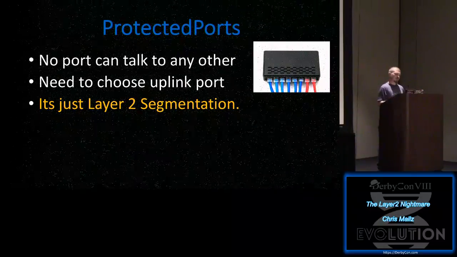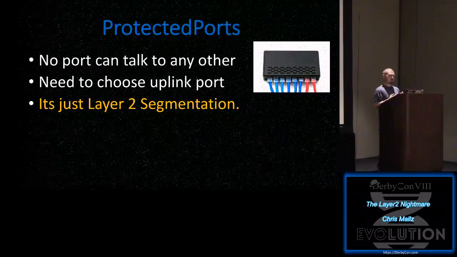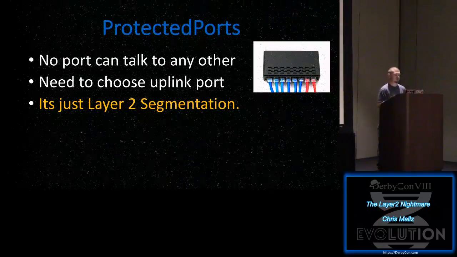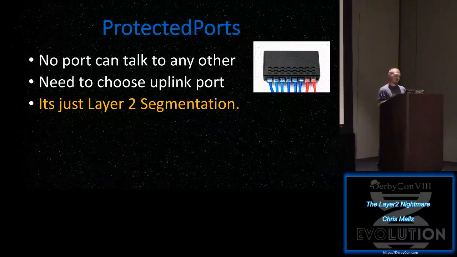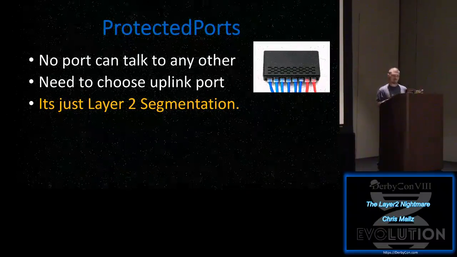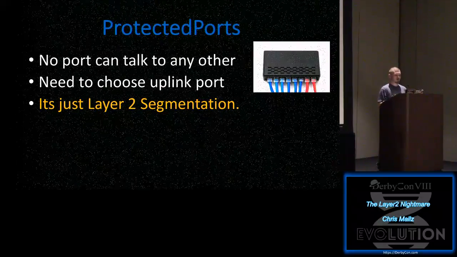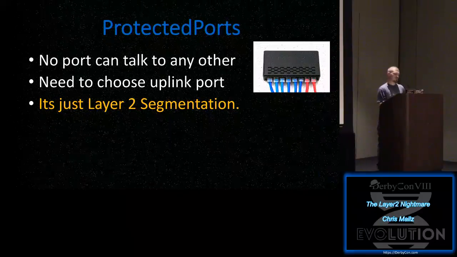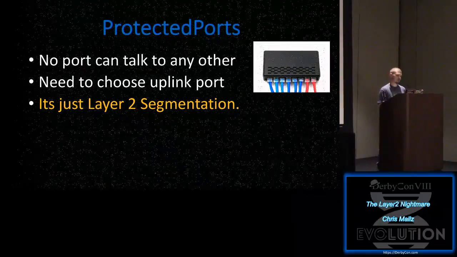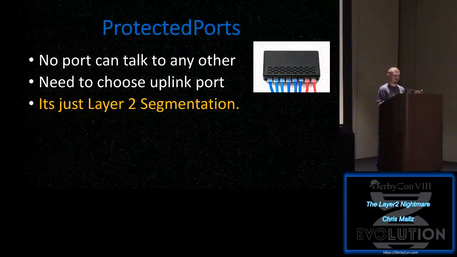So protected ports. Maybe some of you have heard of them, maybe some of you not. But basically, all it is is layer 2 segmentation. If you have two clients on a protected port switch, they cannot see each other at all, whatsoever. But you also need to choose an uplink port, because you need to be able to talk to the internet. So you have to choose one of your ports on your switch to be an uplink. Now, you can do it with 2 ports, but one is typically the thing.